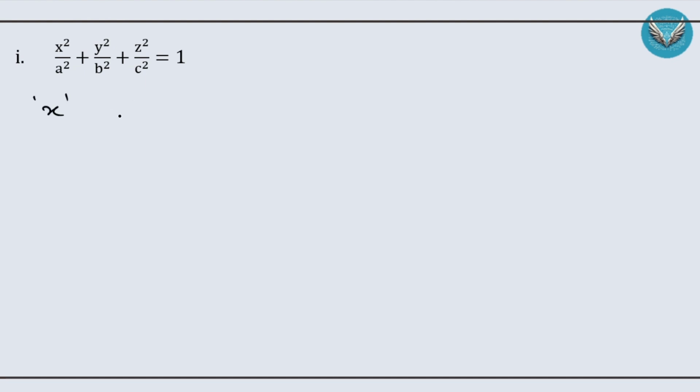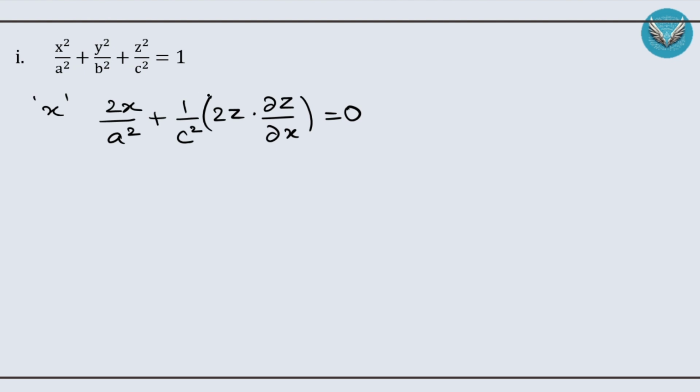by differentiating partially with respect to x. So this gives you 2x divided by a square, which is the first term. Second term is going to be 0 because y is considered as constant. And the third term, z square by c square, can be written as 1 by c square into differentiation of z square, which is 2z into dou z by dou x, because z is a function of x and y, which is equal to 0 here, right hand side.